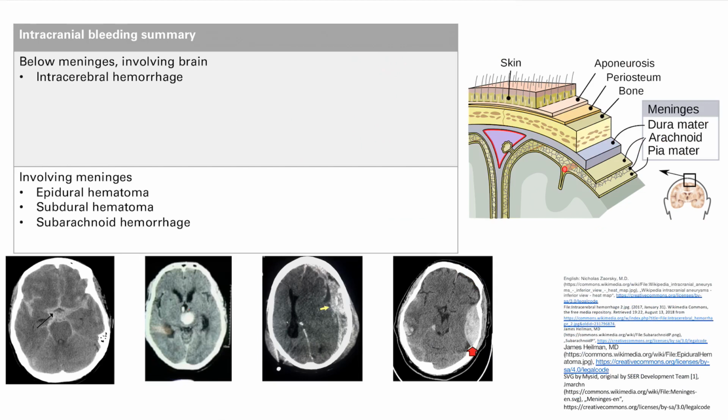And can you identify which one of these pictures is the intracerebral hemorrhage? Remember, it was more of a focal bleed. We see a focal bleed here. This is the intracerebral hemorrhage in the deeper part of the brain.